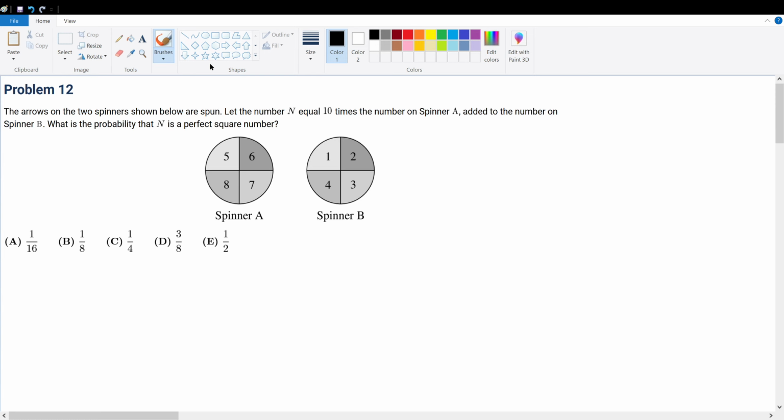Problem 12. The arrows on the two spinners shown below are spun. Let the number n equal 10 times the number on spinner A added to the number on spinner B, and that's equal to n. What is the probability that this n is a perfect square number?